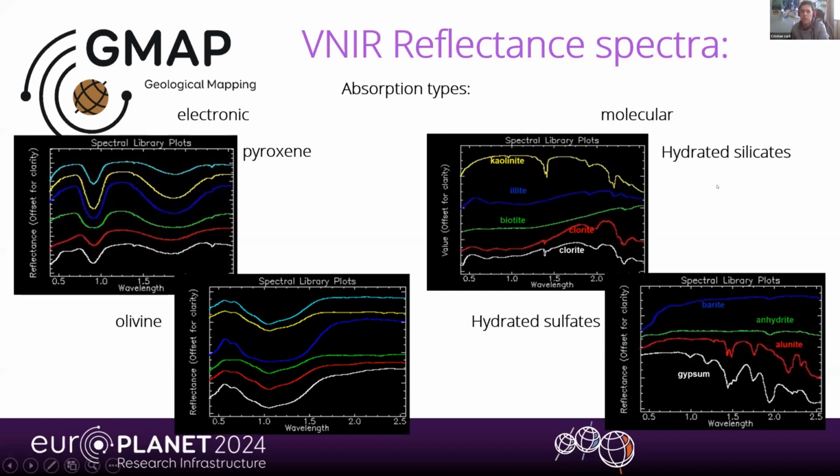On the right side, you see some examples for hydrated silicates and hydrated sulfates. You can clearly see that these absorptions are generally narrower, more V-shaped, we can say, and often asymmetric. This is due to the combination of more overtones in the same wavelength range.